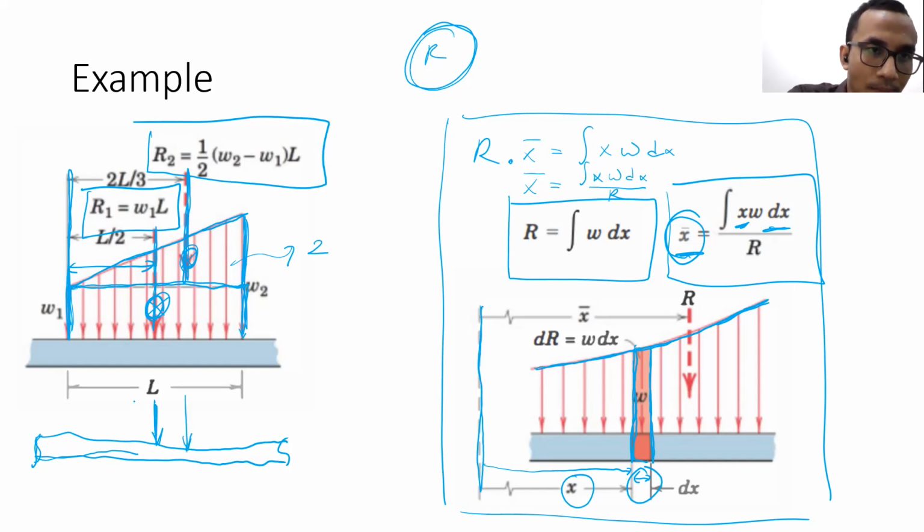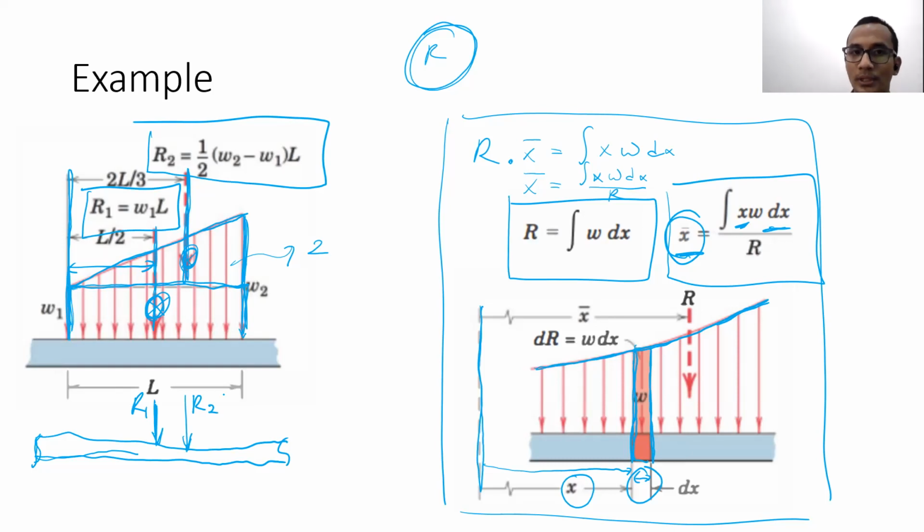This one will be R1, which is equal to W1 multiplied by L. This one will be R2, which is equal to half of W2 minus W1 multiplied by L. Do you get it? Good. So actually, that's the concept of the concentrated force.